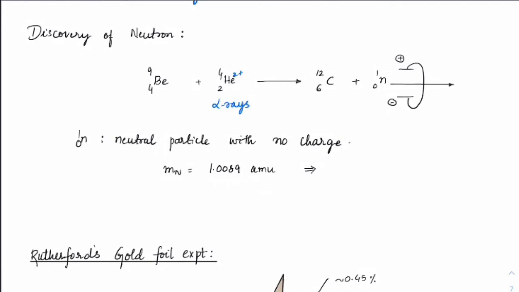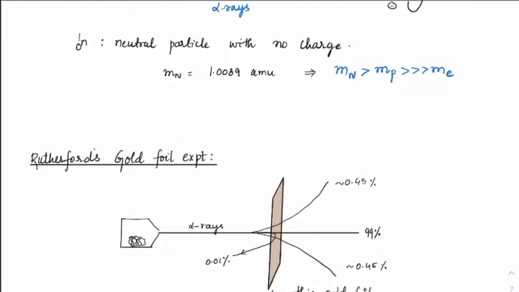Got it? And here you can see that the mass of neutron is slightly more than that of proton, which is much more than that of electron. Got it? So I think these are the importance of fundamental particles. I'm pretty sure you must be aware of this. Okay.